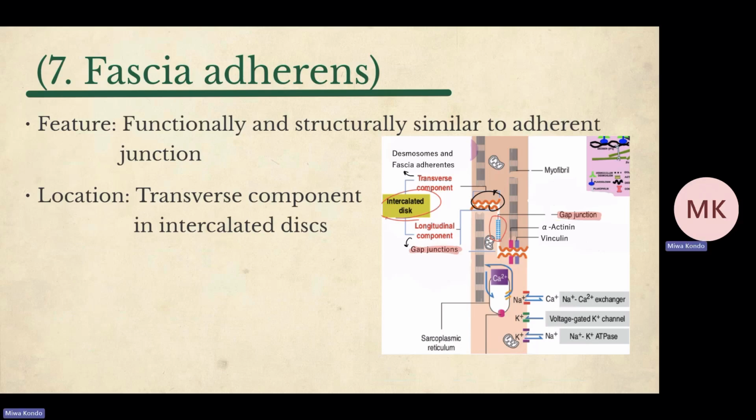Finally, fascia adherens. While it is a junctional complex, it's not usually mentioned in textbooks, so I'll just briefly explain it. It is functionally and structurally similar to adherens junctions, and is found in the transverse components of intercalated discs in cardiomyocytes.